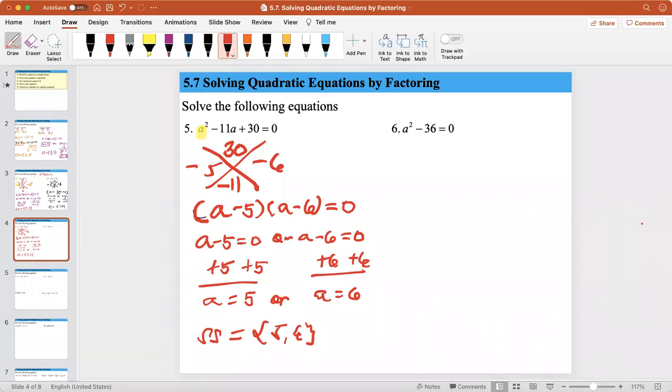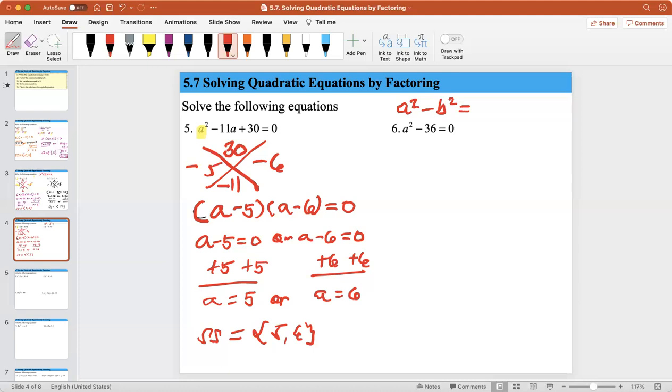Number 6 is a squared minus 36. For a squared minus 36, it's a difference of squares, right? The left side is a difference of squares. There are two sides, two terms. And this polynomial on your left is a difference of squares in the form a squared minus b squared.